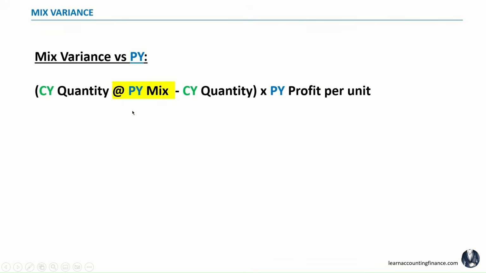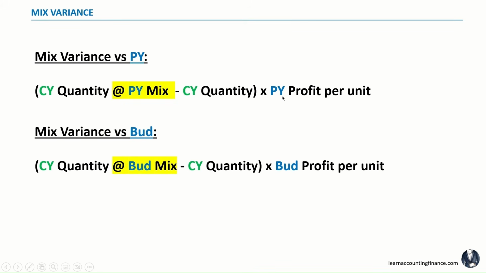So here really what we are looking at is the change in mix, but for the same quantity, that is current year. And of course, the profit per unit will be prior year. For budget, it's very similar. Again, we will use the current year quantity in both cases, but the mix will be budget mix, and of course the profit will be budgeted profit per unit. So let's take a look at our Excel file.